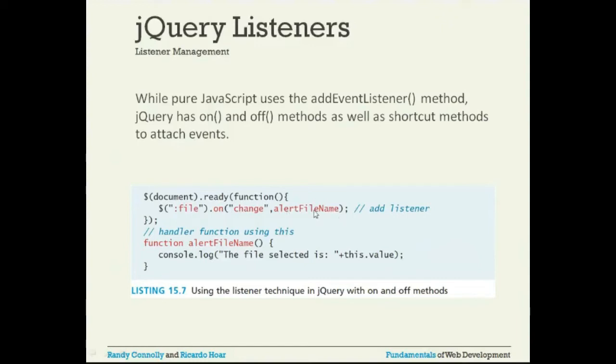This is the implementation of the handler function, alert file name, using console.log. You are going to log the information. Whatever the value is there, this file selected is concatenated with the value of that input file. Both will be concatenated and it will be written into the log file.